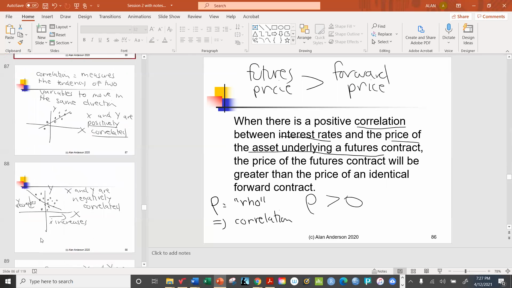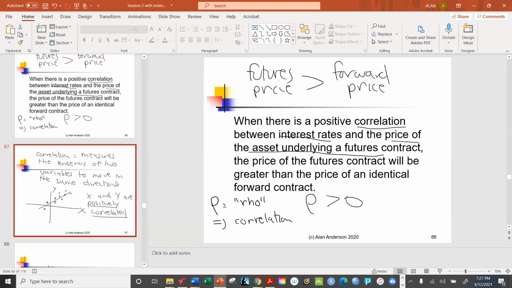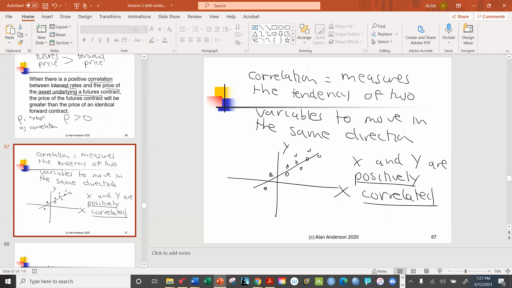By the way, here I put in a very brief review of what correlation actually means. The correlation between two variables is a measure of how much they tend to move in the same direction. In other words, if in most periods they're both rising or falling, then we say that they are positively correlated. And you can tell by looking at this graph, which is known as a scatter plot, that X and Y are positively correlated. The slope of this line is positive.